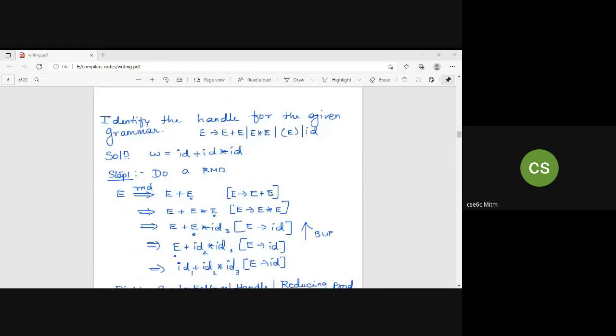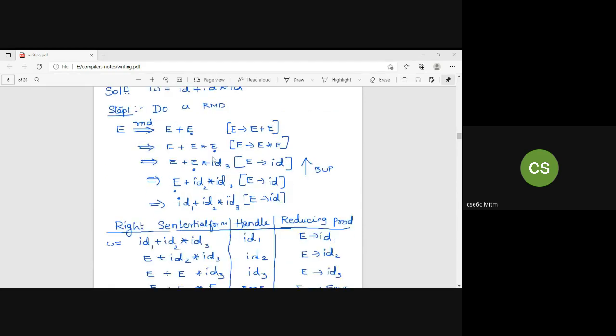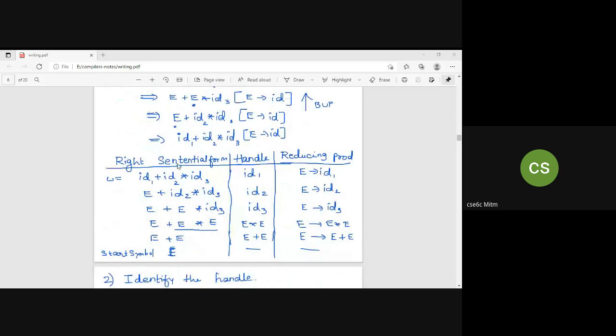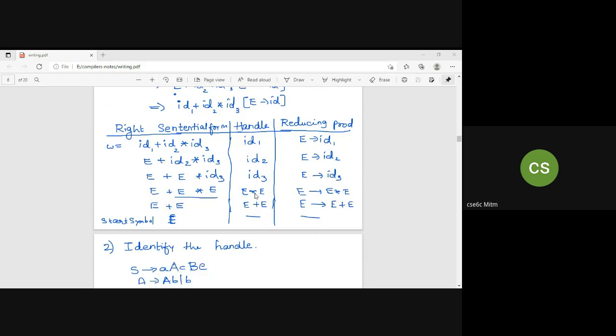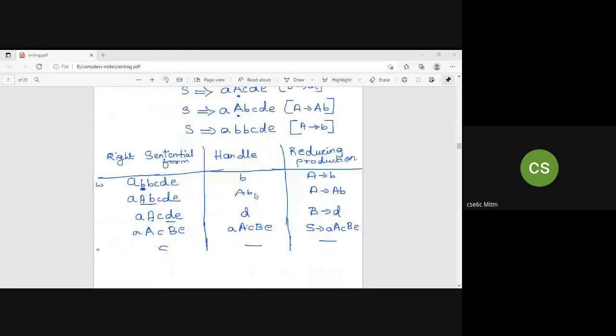This is the example we took: identify the handle for the given grammar. This was the grammar. We did the rightmost derivation first, and we took each of the right sentential forms. We identified the handle in each case and the reducing production for each handle. Whatever you reduce is going to reflect in the next right sentential form. So this is what we did. We solved the problem.